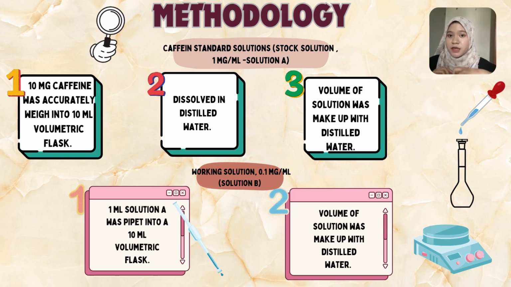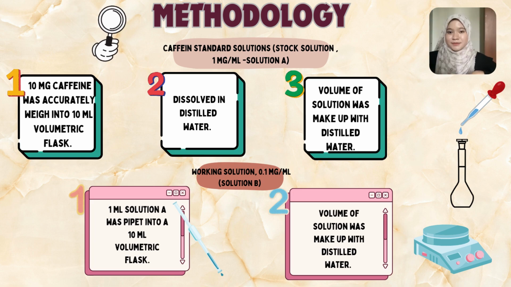Now let's move on to the experimental, which is to prepare a caffeine standard solution. First, a stock solution A with a concentration of 1.0 mg/ml was prepared. 10 mg of caffeine was accurately weighed and transferred into a 10 ml volumetric flask. Then distilled water was added to dissolve the caffeine, and the solution was made up to the mark with distilled water. Then for preparing working solution B, a working solution with a concentration of 0.1 mg/ml was prepared. 1 ml of the stock solution A was pipetted into a new 10 ml volumetric flask. The flask was filled to the mark with distilled water.